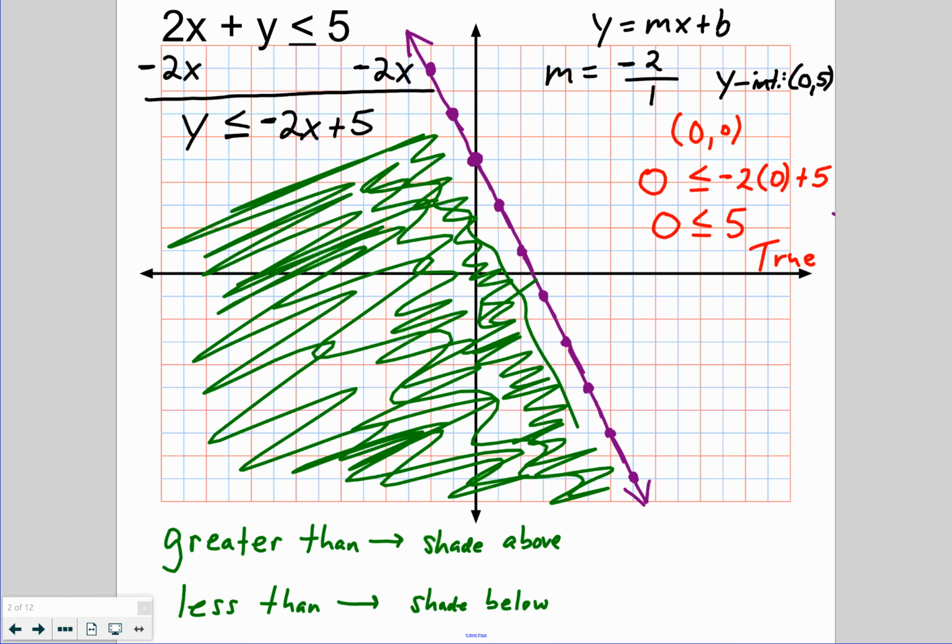What if I had gotten false? Then I would be shading the other direction. Why? If you don't know how to shade it, yes, I would plug in 0, 0. Is there a question? No? Okay, let's do another one.